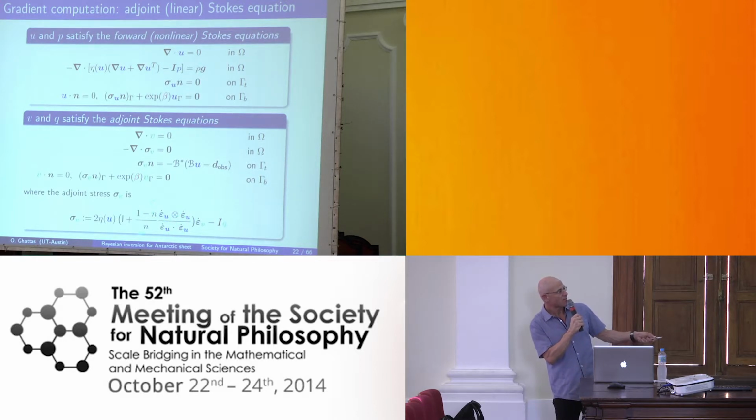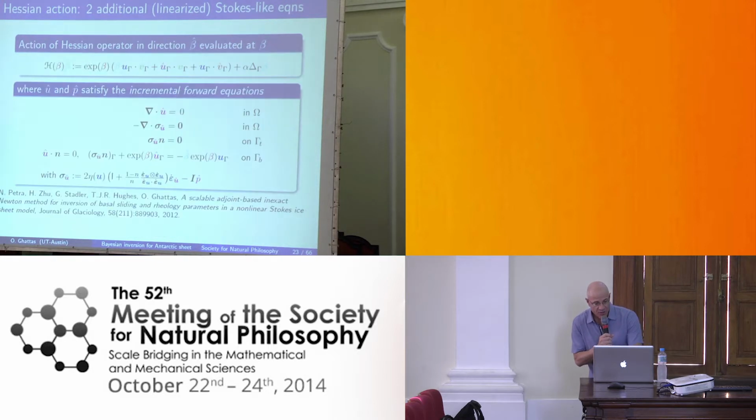So when n is 1, this term drops out, and with linear rheology, you don't get this effect. But with nonlinear rheology, when you linearize, you do get this fourth order effective anisotropy, which is acting in these second order directions. Okay, so that's the adjoint equation.